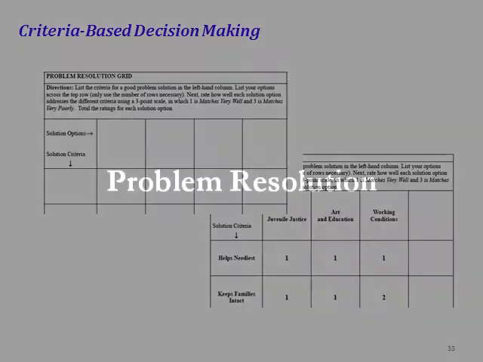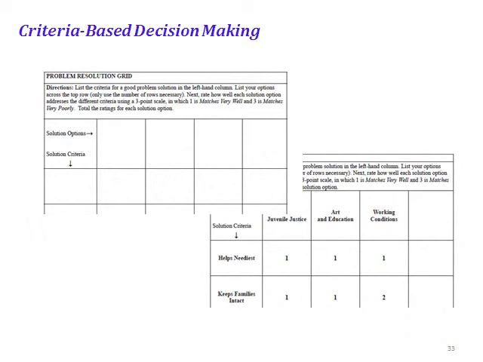Having reached a consensus on a clear problem definition, students are ready to consider different solutions. Students learn how to translate their problem definition into criteria that help them compare different solutions. The problem resolution grid helps ensure that students make a well-considered, defensible decision.